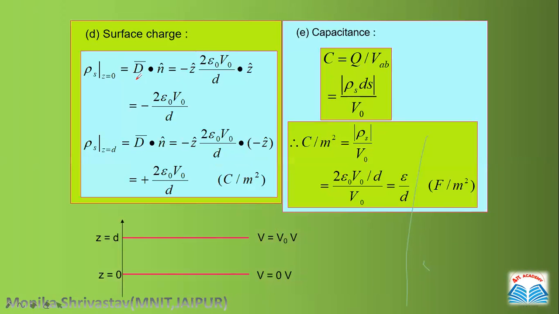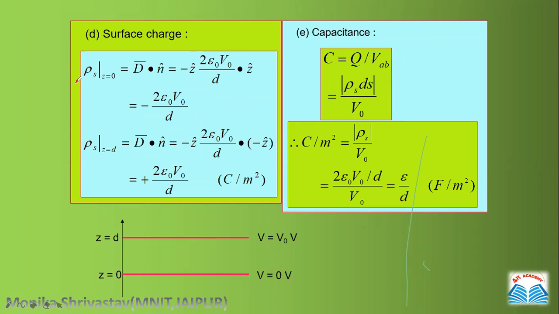The next is we have to derive that surface charge density, that is rho s. So we will calculate this rho s on both plates. The first plate was at z equal to 0 and the second plate was at z equal to d. So this charge density will be calculated on both. Firstly, we will calculate for z equal to 0.